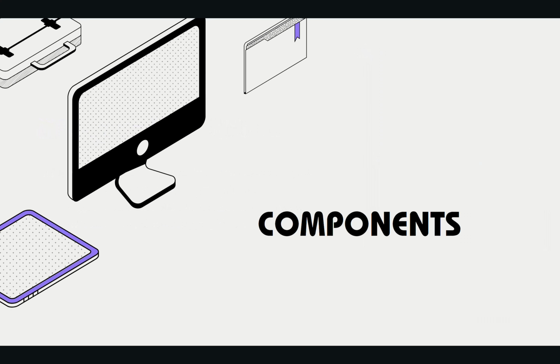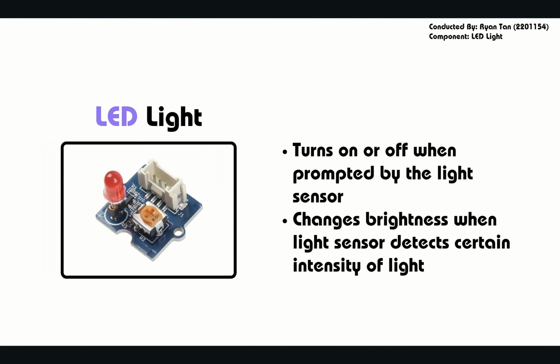With all the details established, we can now move on to the component section. We will start with my component, the LED light. The LED light is basically a bulb that illuminates an area. The LED bulb we are using in this project has adjustable brightness, and is turned on or off according to the data sent by the light sensor.